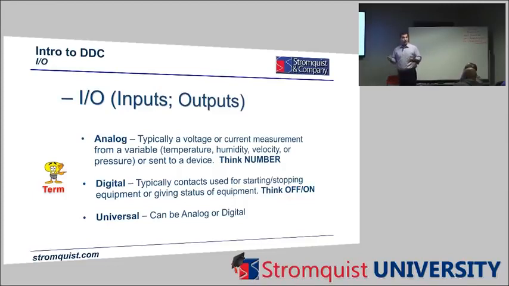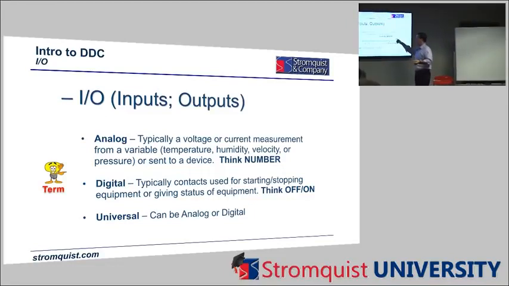So when it's analog, think of number, all right? So it's temperature, humidity, velocity, pressure. So if you have a set point that you want to program, or you want to display a space temp in there, coming back to your graphics or coming back to your controller or going out to your actuator, you're going to need an analog input because it's a number, right? 72 degrees, it's a number, right?